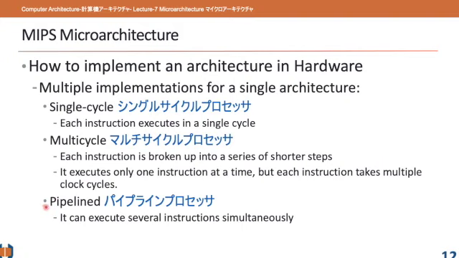And the third one is pipeline. This is the most common in the real world, and it can execute several instructions simultaneously. So you have concurrent execution. We will study pipeline and multi-cycle later on. Today we will focus on the single cycle. That means instructions execute in a single cycle.